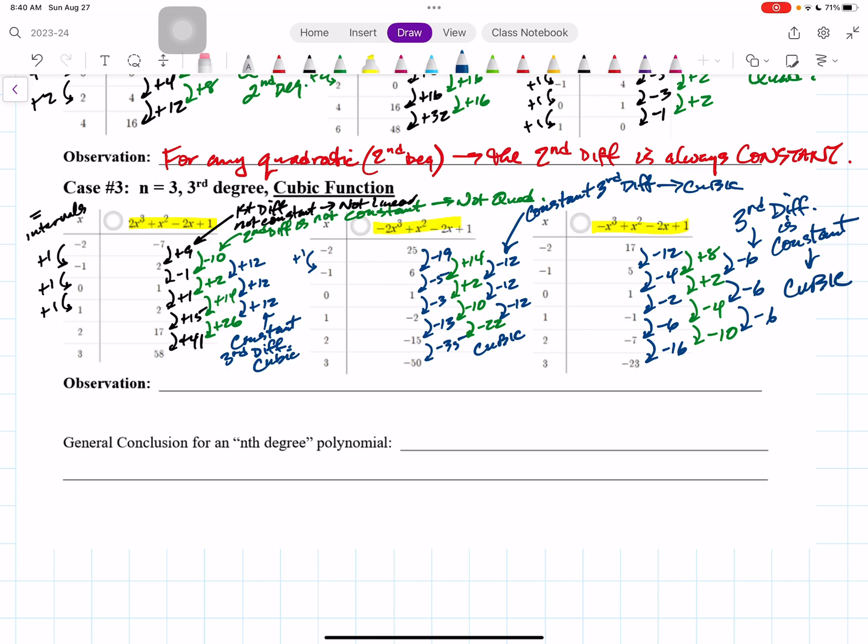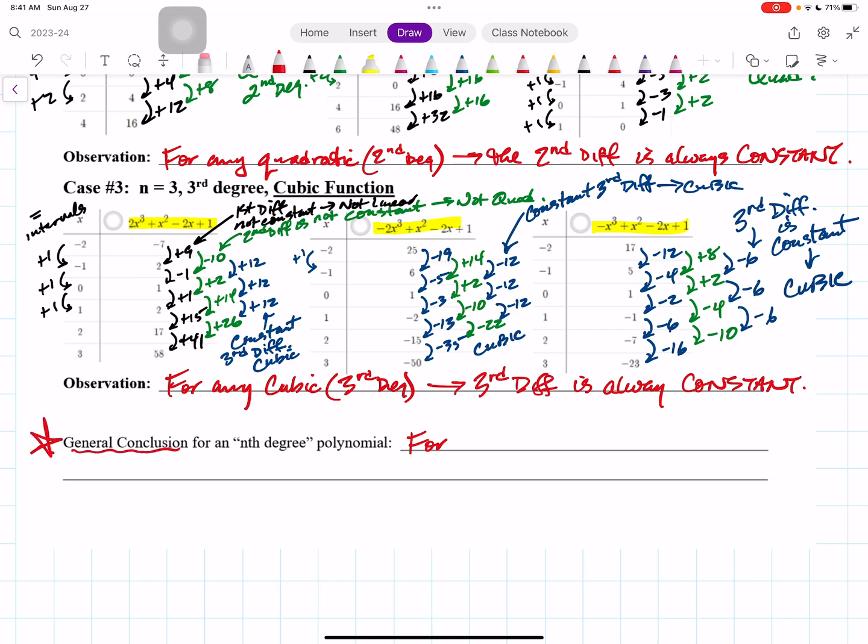Okay? And so let's generalize it. Okay, so for any cubic, which happens to be a third degree function, that tells me that the third difference is always constant. All right. Now let's generalize it for the nth degree. So let's put this in red here too. All right, so here's the general conclusion. What you need to know and you need to take with you for all your activities.